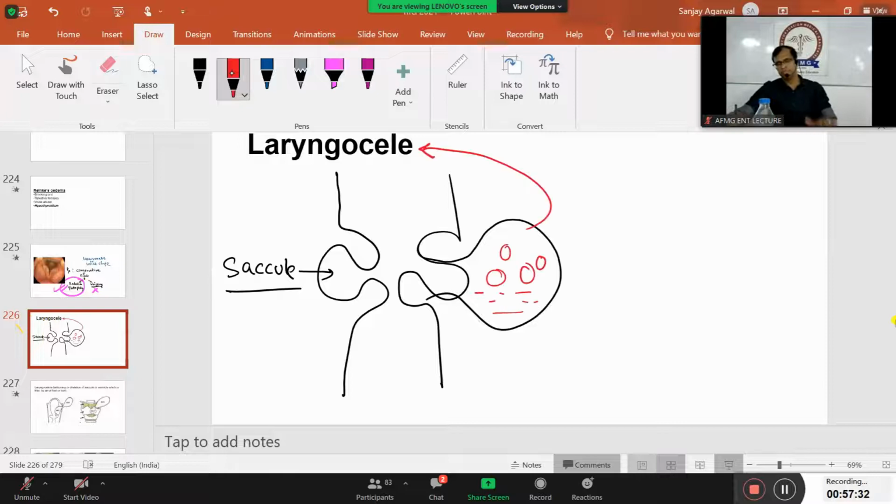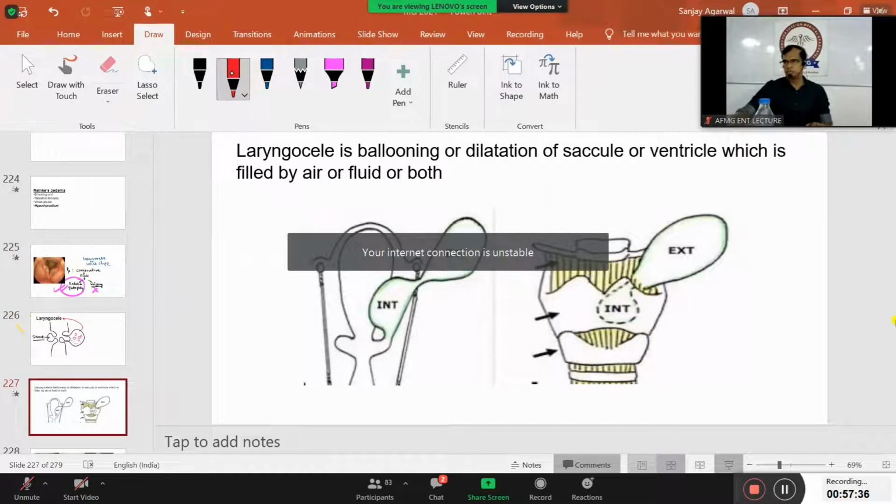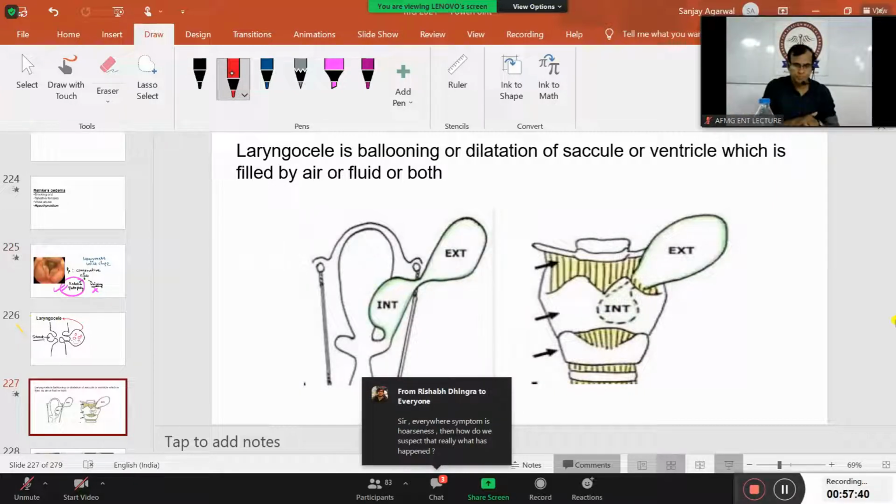Laryngoscele. I'll come to this. First, write this definition. Definition over. So first, write the definition. I'll show you that image.